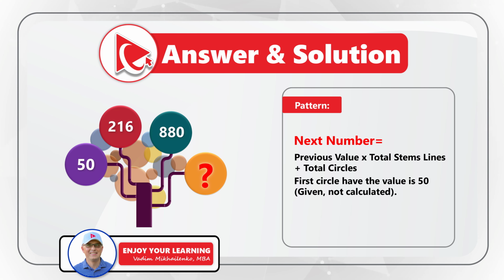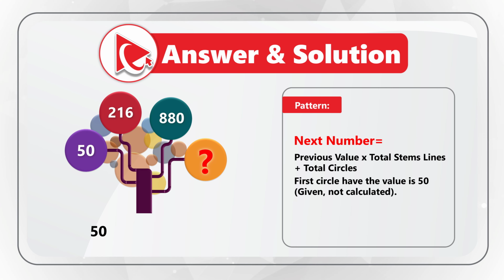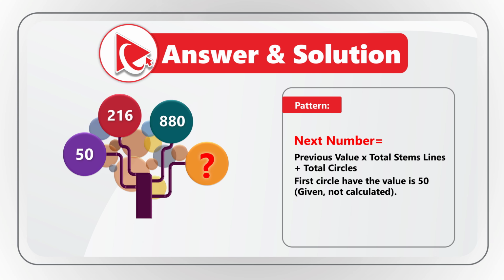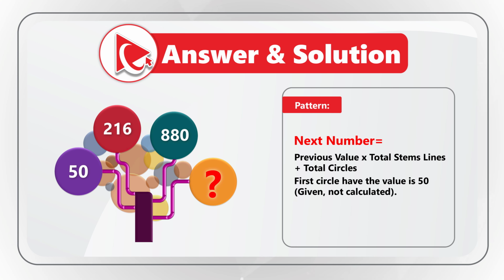The second number, though, is calculated as the previous number 50 multiplied by 4 plus 16, and the result of this is 216. The third number is calculated as 216 multiplied by 4 plus 16 and equals 880. Now you might be wondering what is 4 and where it came from, and what is 16. The 4 is the number of stem lines in this structure. Let's count them. 1, 2, 3, and 4. And 16 is the total number of circles.